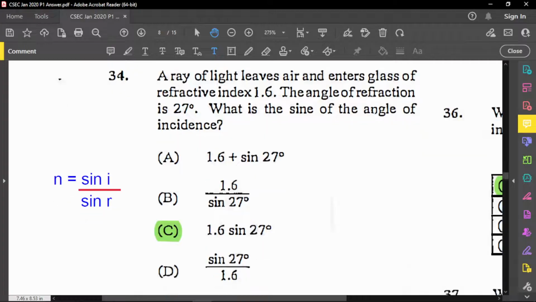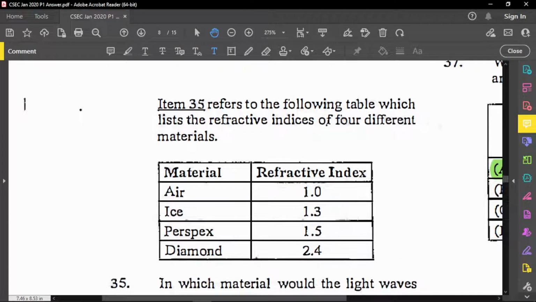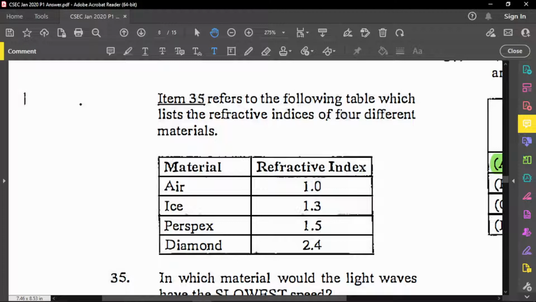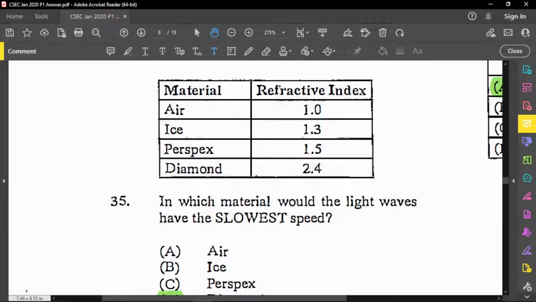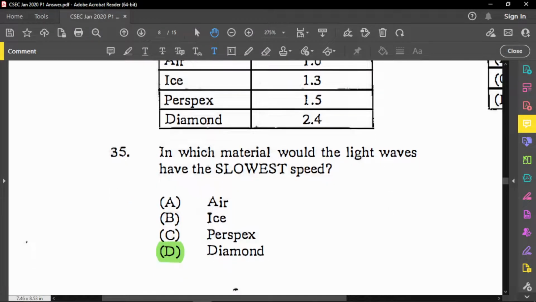Now we're going into question number 35. Item 35 refers to the following table, which lists the refractive indices of 4 different materials: air, ice, perspex, and diamond, with 1.0, 1.3, 1.5, and 2.4. Matter of fact, they're increasing in terms of refractive index. In which material would the light waves have the slowest speed? A point to note: the greater the refractive index, the slower the light will move. Therefore diamond will experience the slowest movement of light.